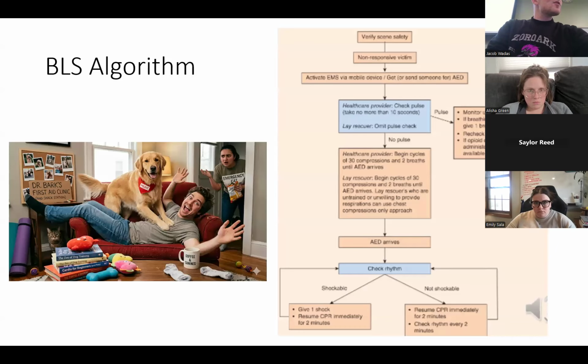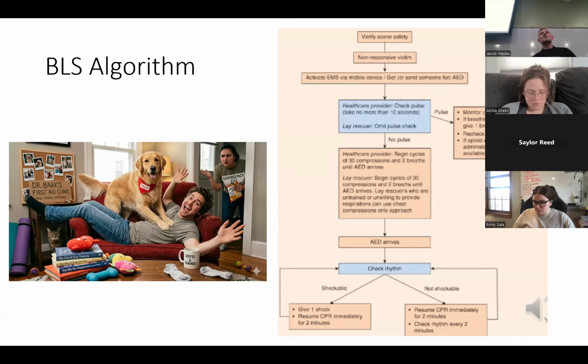All right, so the BLS algorithm. Here are the different steps that we do. We want to verify the scene is safe. We want to check for non-responsive victims, activate EMS through a mobile device or something like that. Check the patient's pulse. You want to begin the chest compressions, right? Look for an AED as soon as you can. Get those pads on. Check the rhythm and see if it's a shockable rhythm.